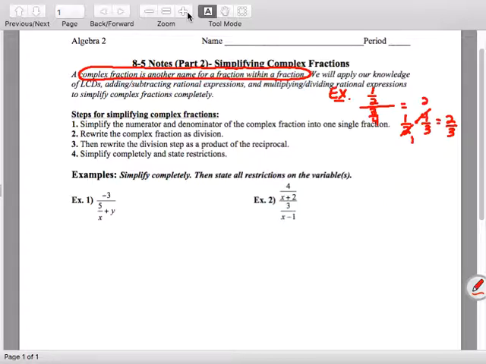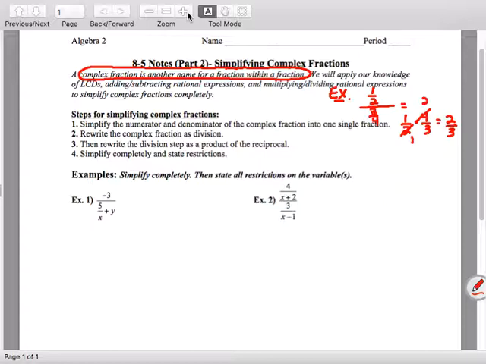So look at example 1. I have -3, so that's just one number, so it's golden. I don't have to do a thing with it. And then I have 5 over x plus y. Multiplying by the reciprocal only works with one fraction over one fraction. It does not work if you have sums and differences in the big numerator or the big denominator.